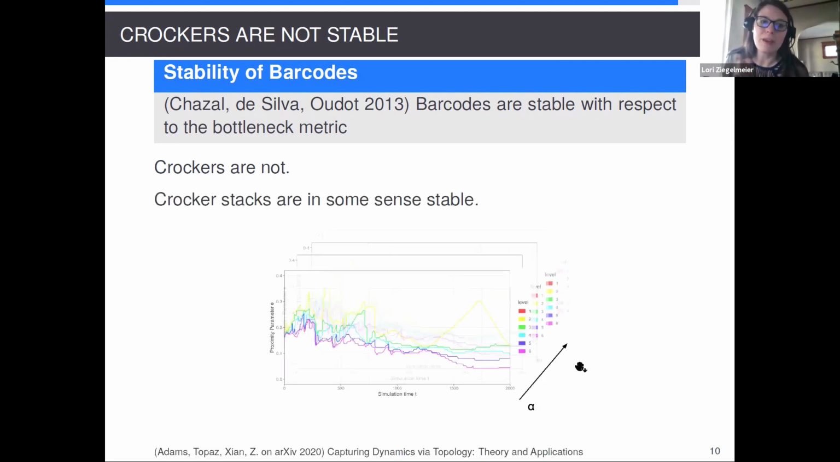However, we have introduced a new tool, a Crocker stack, which incorporates a rank invariant to get a stability property that's reminiscent of a stacked set of persistence diagrams. And this new tool is in fact stable. That said, I want to give a plug that Crockers are still useful. We have shown that they are useful for revealing dynamic structure, for doing parameter identification, and for doing model comparison.